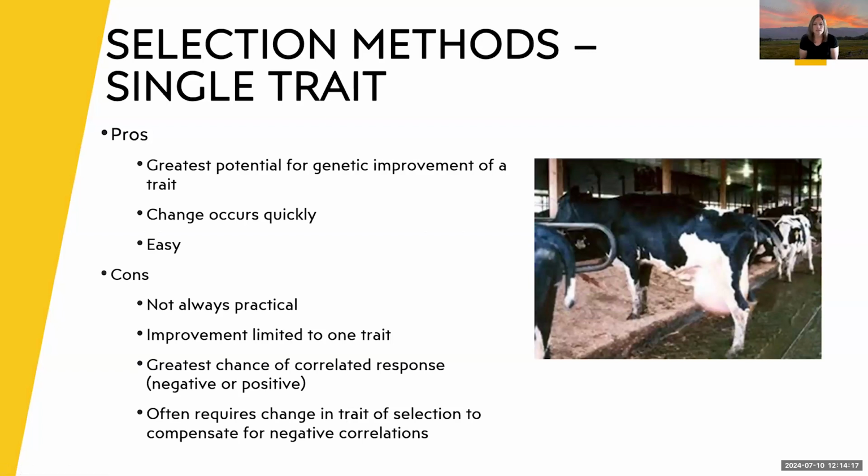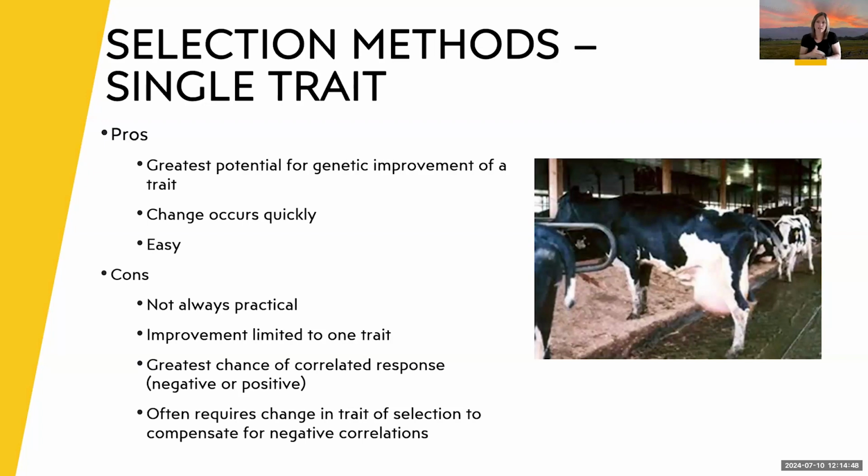So there's a couple ways that you can do selection. One of them is just single trait selection. So if you're picking one thing and you're going to aim for the moon on it, you're going to pick animals that are superior for it. You can gain a lot of momentum doing that, and you have a lot of potential for genetic improvement. You can change your overall flock or herd in that trait very quickly, and it's easy to do.